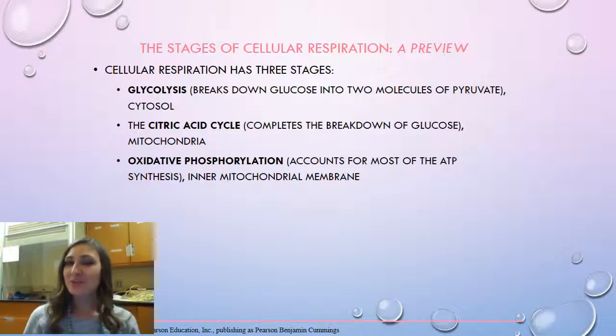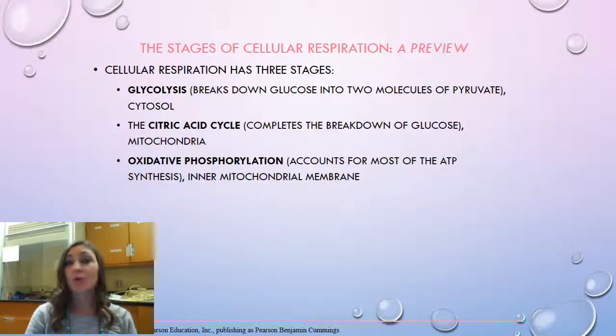All right, so cellular respiration has three main steps: glycolysis, the citric acid cycle, and oxidative phosphorylation. In glycolysis, you're breaking glucose into two molecules of pyruvate. This happens in the cytosol, or that liquidy part of the cell. It doesn't happen in any organelle. The citric acid cycle, or the CAC, is completing the breakdown of glucose. You're breaking it apart more, releasing energy, and this happens in the mitochondria. It is not until oxidative phosphorylation that we get most of our ATP synthesis. This accounts for the big amounts of ATP that are made, and this is happening in the inner mitochondrial membrane.